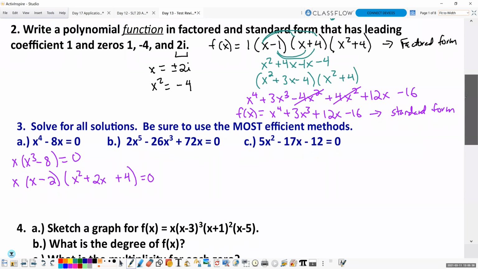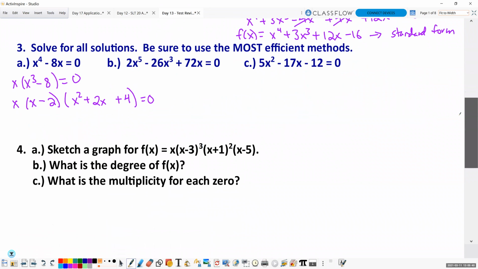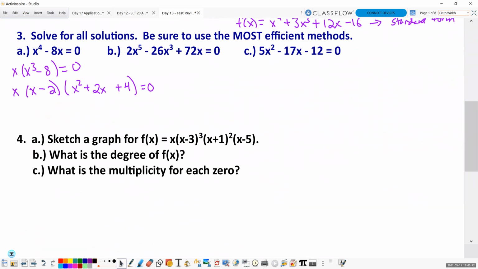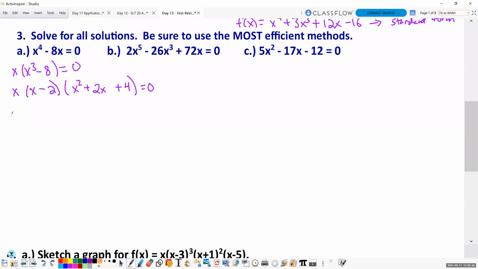So now it's not going to factor anymore. I'm going to set everything equal to 0, and I have 3 factors I need to work with here. So I've got x equals 0. That's done. Obviously, x minus 2 equals 0 is going to be x equals 2. Then I have this trickster, x squared plus 2x plus 4.